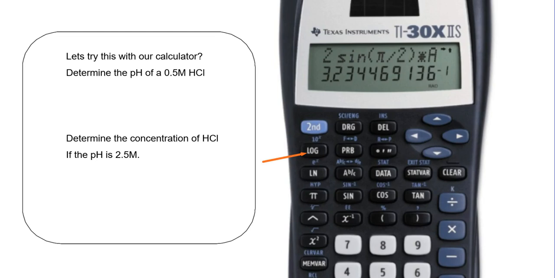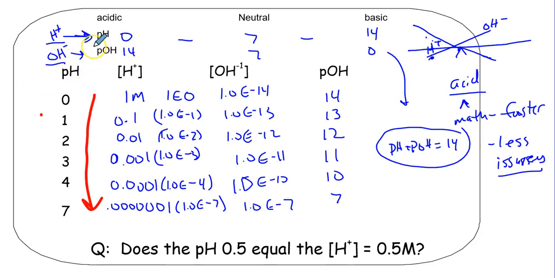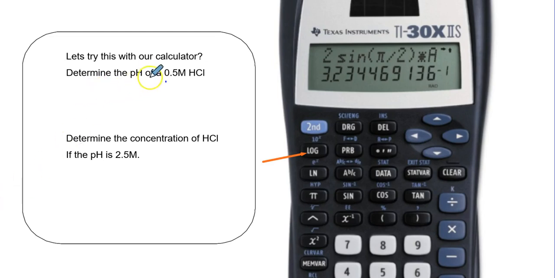Okay, so let's try this out with our calculator. Determine the pH of a 0.5 molar concentration. Let's flip that around. I think we did this one earlier. The pH of 0.5 is what concentration? So let's go ahead and try that one here. What is the concentration if I have a pH equaling 0.5? So let's try it out.